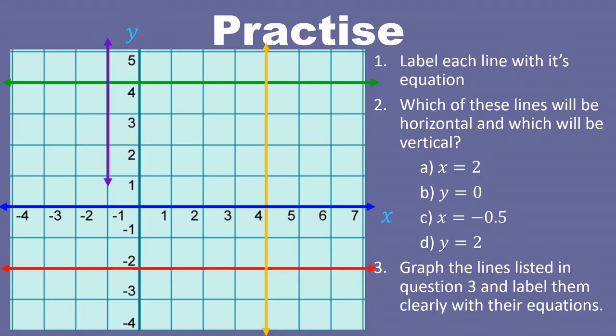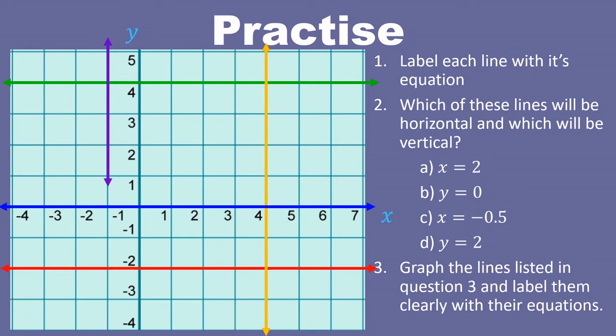Let's go on to some practice now. First, have a look at these lines that I've graphed and label each one with its equation. That means you're going to hit pause, copy the diagram, be very careful when setting out your axes to make sure that they're evenly spaced and you've numbered the lines, not the squares. Also remember to label your x and y axes with the letters x and y.